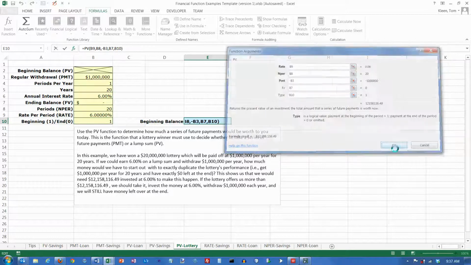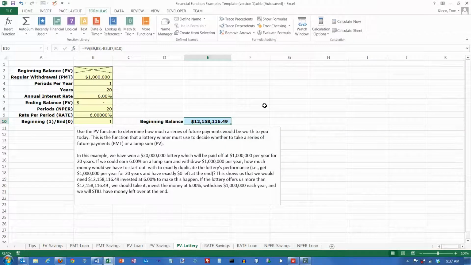And if we click on OK, it tells us that if we had $12,158,116.49, and we withdrew $1 million right away and kept that money invested at 6%, and then withdrew $1 million next year and still kept investing the money, at the end of 20 years we would have exactly 0 left. The amount to withdraw at the beginning of that 20th year would be exactly $1 million. We'd withdraw the $1 million and we'd have a balance of 0.